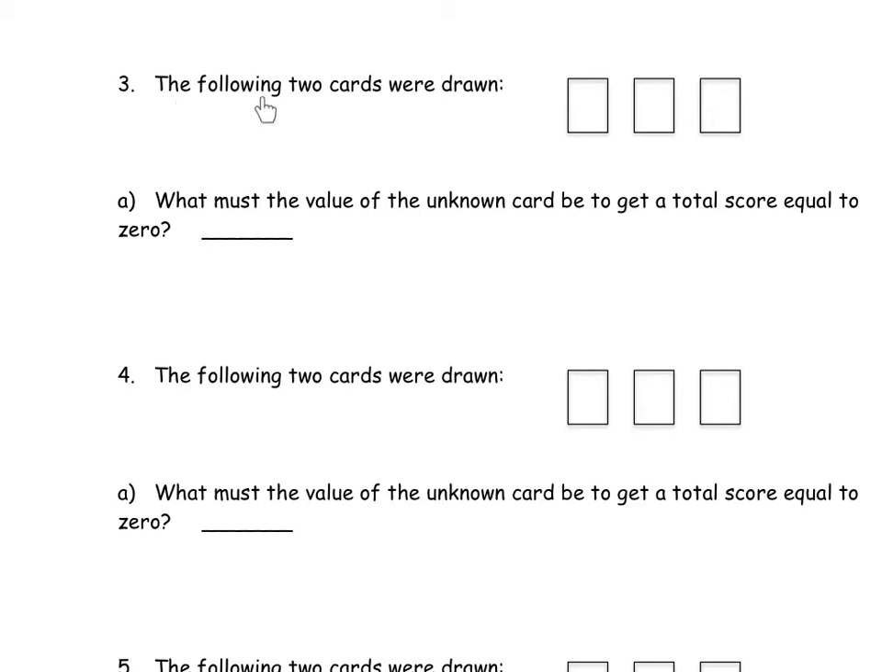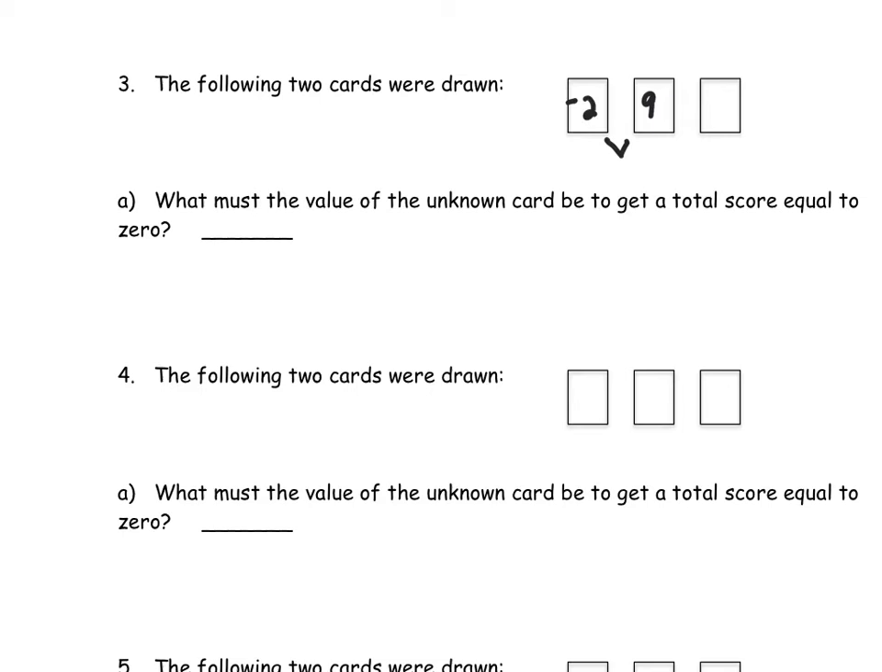So number 3 says the following 2 cards were drawn. So we're going to fill this in with -2, and we're going to fill this one in with 9. If I look at that, 2 cards were drawn, and they're going to ask us, what must the value of the unknown card be in order to get a total score equal to 0? So what we're looking for is that this last card is the additive inverse. So before we can find that, we have to find the total of the 2 cards that we see.